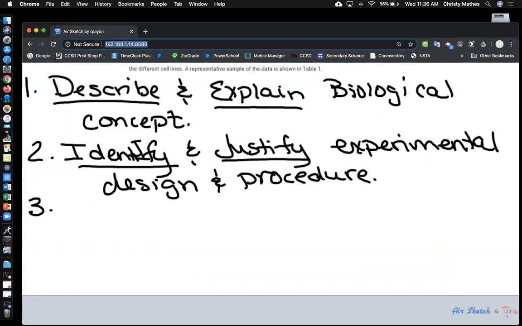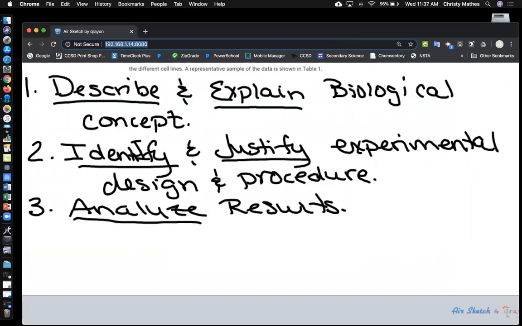Part 3 is going to be to analyze results. You have to look at the data that whatever science group is doing this on the test, and be able to say what those results mean. You've gotten lots of practice of this in class. We just have to put it into practice.